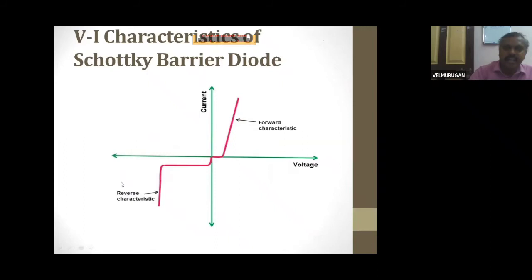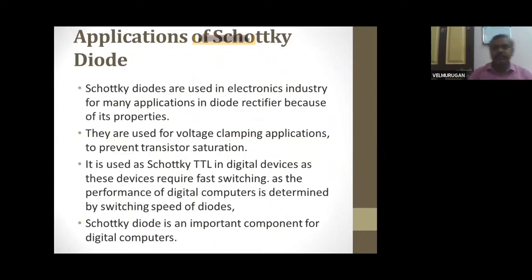Clear? This was found by the scientist Schottky, so it is named the Schottky diode, also called the Schottky barrier diode. Next, based on the Schottky, what are the applications? It is important because you are studying electronic devices: how we use it, what the concept and symbol are, and what the applications are. Schottky diodes are used in the electronics industry for many applications, such as diode rectifiers, because of their properties.